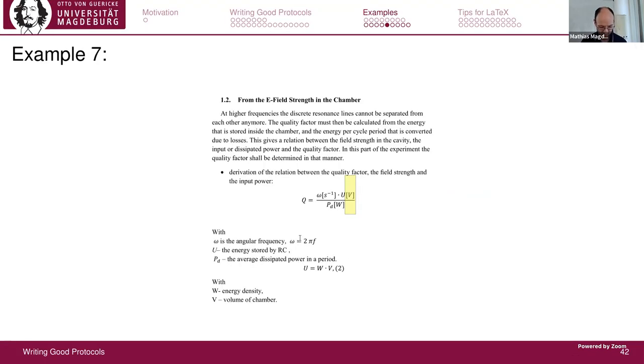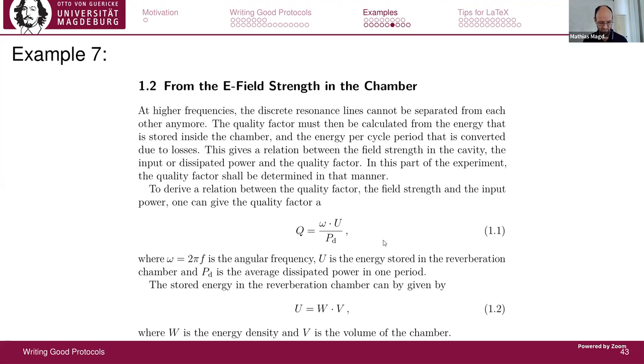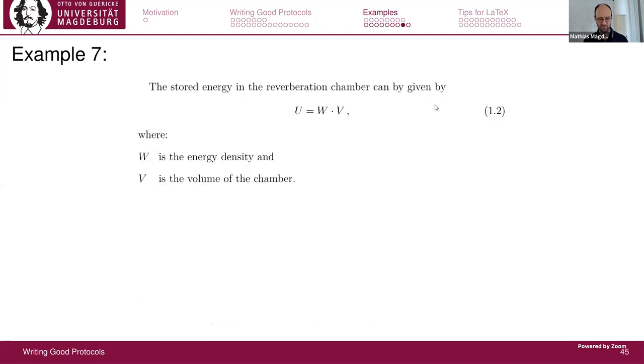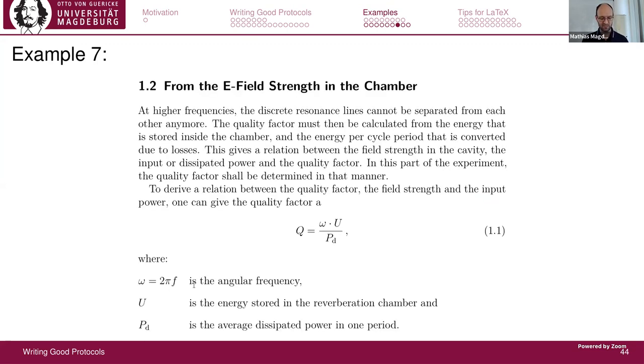So let me zoom out once again and go to the next page where I've tried to improve this a little bit. So here the equation is without the units, the equation is properly numbered, and I've written it in a way that all the quantities are explained in a sentence, and then we have a second equation and so on. Or you could also write it in a way that we would say, okay, where this is the angular frequency, this is, I don't know, the energy density or the stored energy and the average dissipated power, and then the second equation would look like this. Yeah, and here it's not with a hyphen, not with a dash, it's just with some space between the quantity and the explanation.